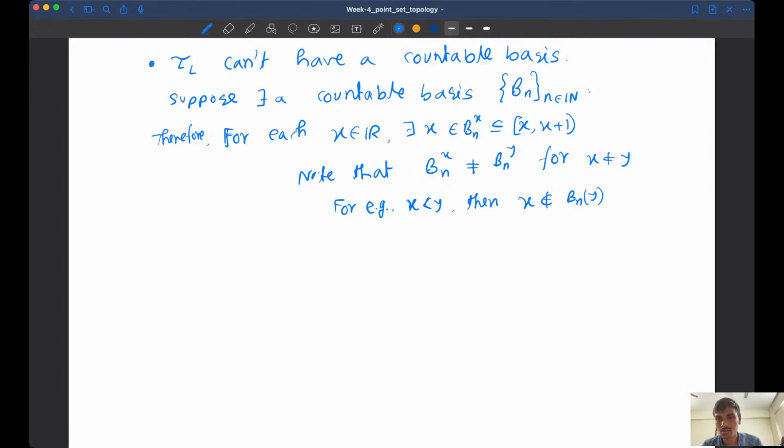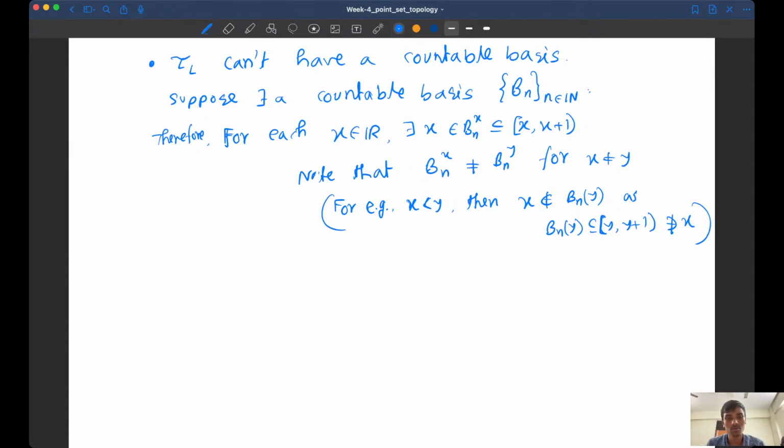as Bny is contained in y plus 1 and x does not belong there. So these two sets cannot be equal. So for each x you should get a different Bnx, and they are all different for different x. So you have an uncountable family of Bnx.